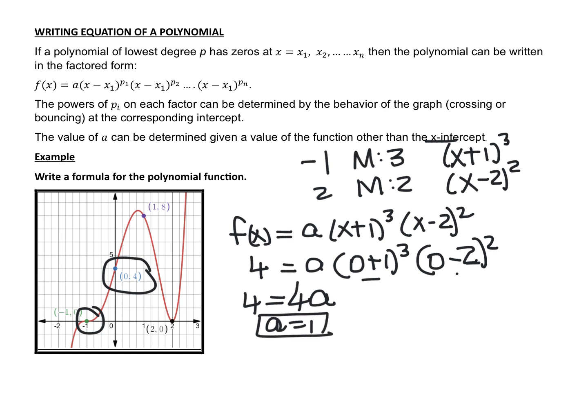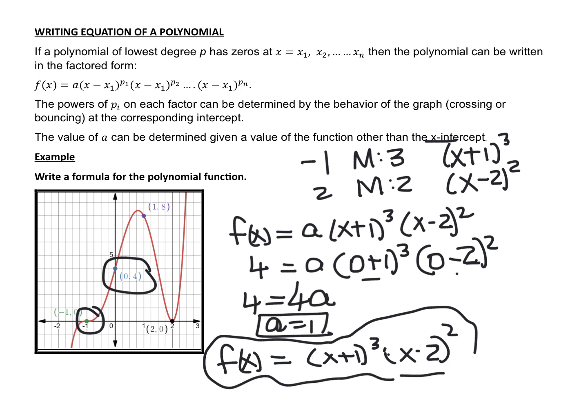Remember, if I used another point like (1, 8), I should get the same answer for a, and you can try that. So now I can write my equation: f of x equals 1 times (x + 1) cubed times (x - 2) squared. So this is the equation of the polynomial.